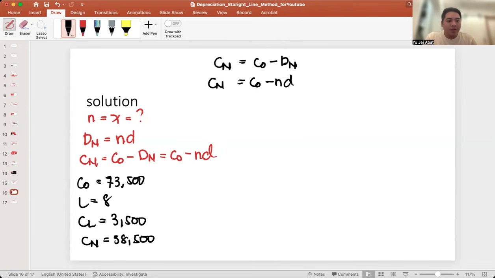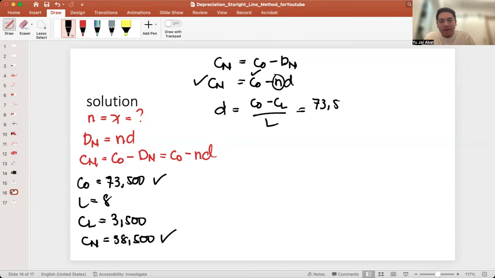If we substitute, we have C sub N, and we have the first cost, which is given. We are asked to find N, which we don't know, and we don't have the D yet, but we can solve for D. So let us first solve the D. D equals C sub O minus C sub L all over L. So C sub O is 73,500 minus C sub L, which is 3,500, all over L, which is 8. So we can now get the depreciation per year: 73,500 minus 3,500 all over 8, and that would be 8,750.